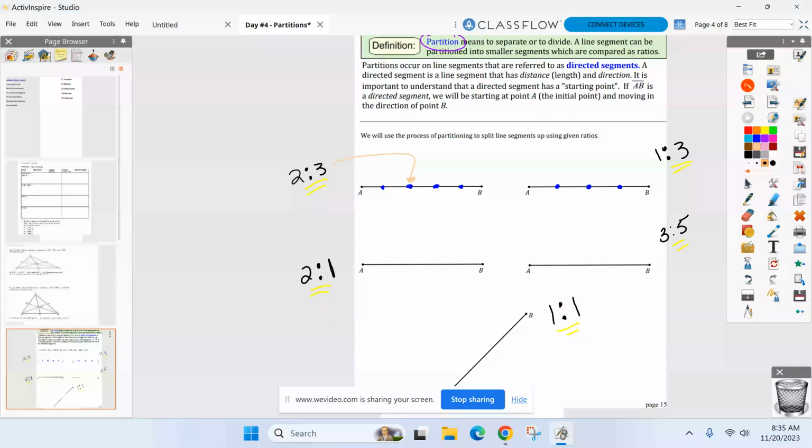So you have 5 points up there now on this line segment, including A and B. Draw an arrow to which one breaks it up into 1 to 3. And hopefully you picked that first point there after A.